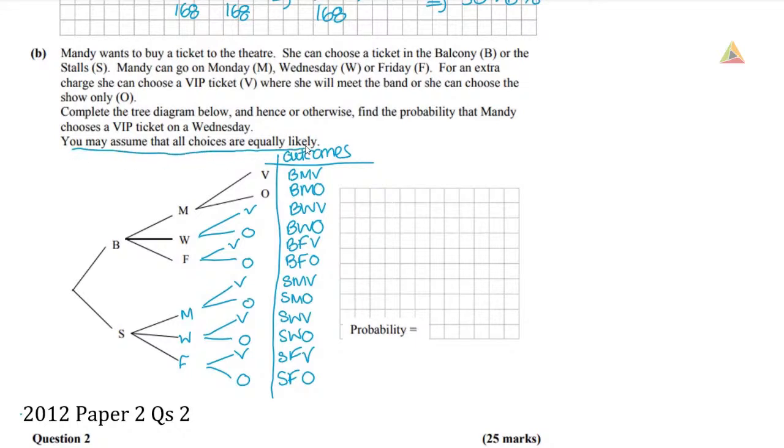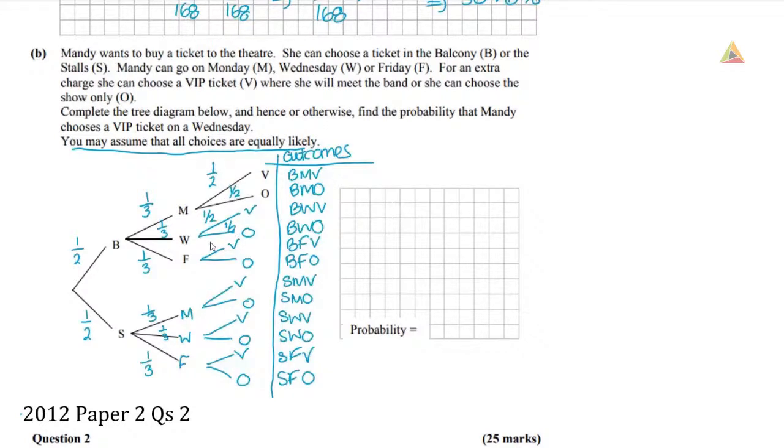Now that doesn't always happen. So sometimes they're going to give us different probabilities, but what it means is that I'm equally likely to choose the balcony as the stalls. So that means the probability of a balcony for Mandy is a half, and the probability of the stalls is also a half. And then she's equally likely to go on a Monday, a Wednesday, or a Friday. So each of these is going to be a third. And that's the same probabilities down here. And she's equally likely to choose the VIP experience or the show only. So each of these is going to be a half.